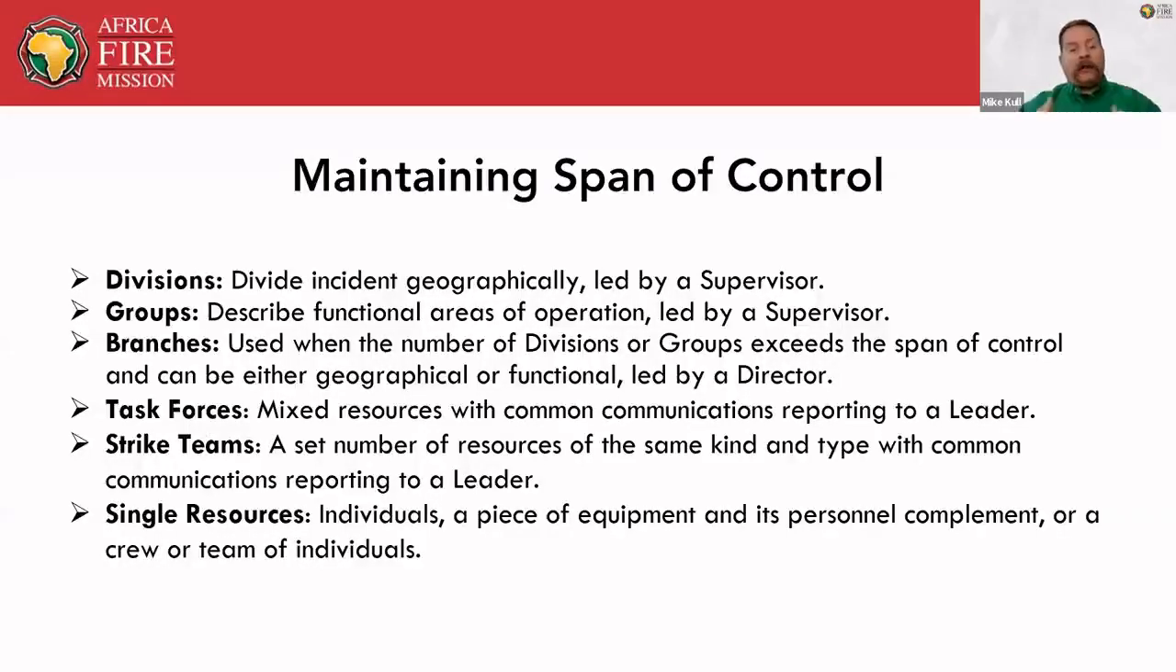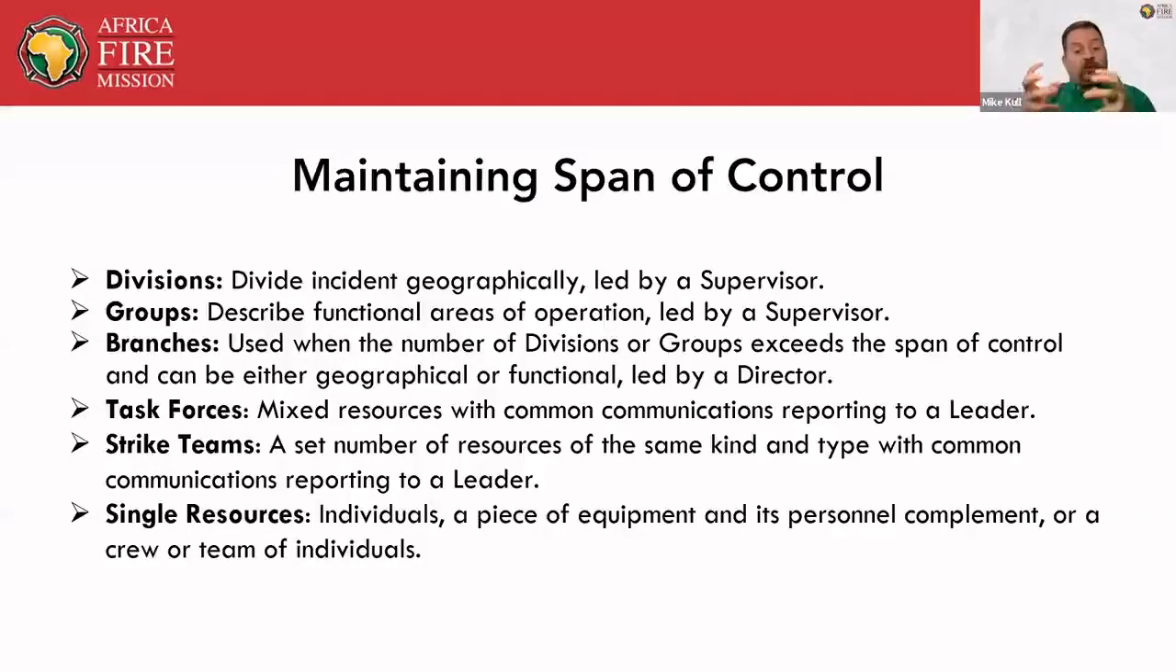I'm going to start at the bottom and work my way up to the top. Single resources, like we talked about, this is your individual or a piece of equipment and the person running it. It could be a crew or a team of individuals. So, as we start out on that incident with just the engine arriving, each person on that is a single resource. As we move to larger incidents, that whole engine with those people inside may be considered that single resource. So it depends what you're asking for. You'll have to specify that.